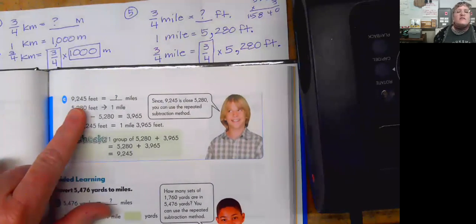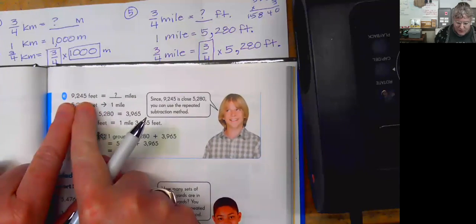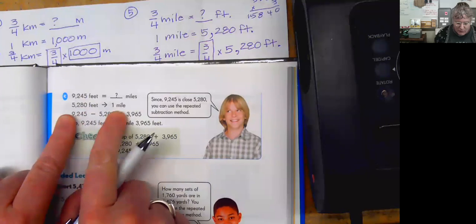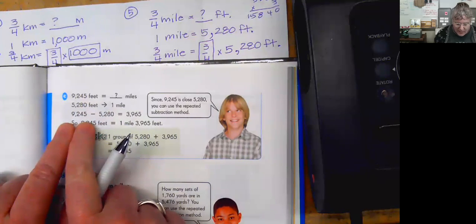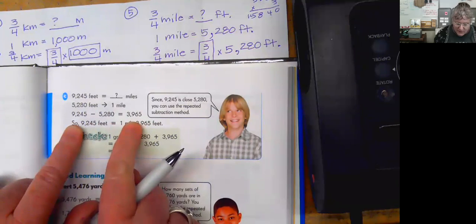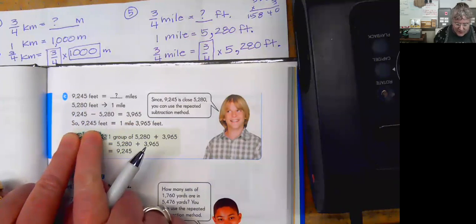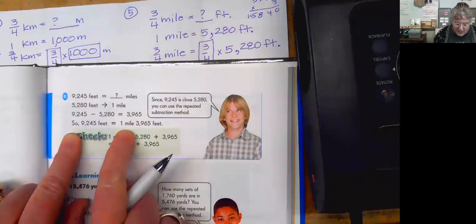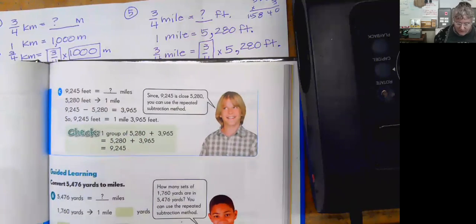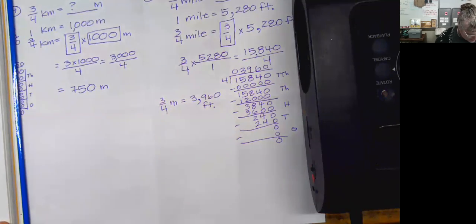So this says 9,245 feet equals how many miles? Again, we're going from smaller to larger. Here's what it says on our chart. This is how many feet equal 1 mile. So we're going to go ahead and subtract, and that gives us 3,965. So 9,245 feet equals 1 mile and 3,965 feet. Okay. And I think we're going to stop on that one.